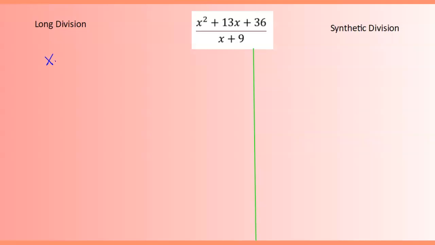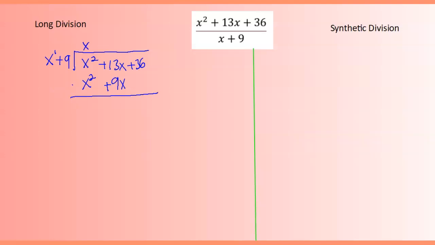You write your x plus 9 here, then you draw the division bar, and then you write the x squared plus 13x plus 36 here. What number do we multiply by x to eliminate the x squared? We know this is of power 1, so we need another power of 1, which is just x. We multiply x times x, and that gives us x squared right here, and then we multiply 9 times the x, and that gives us 9x here.